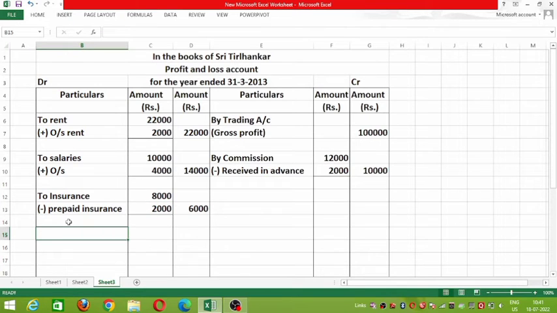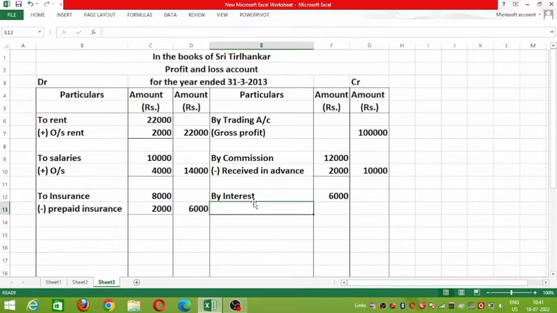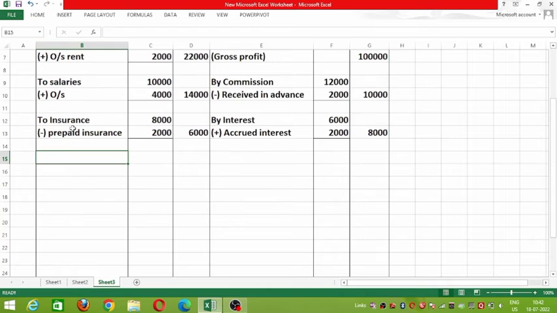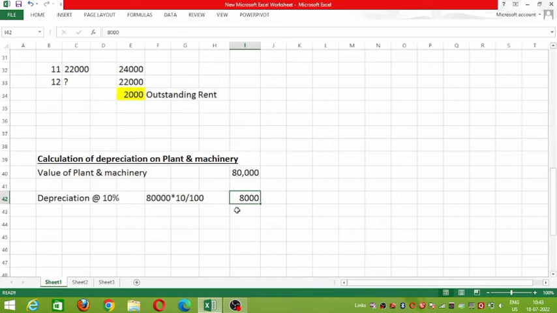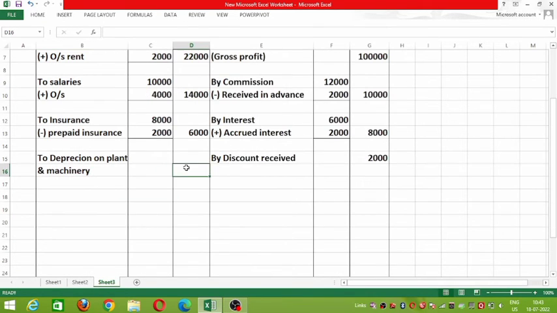Next we have interest credit balance rupees 6,000, and also there is an adjustment. Interest due but not received amounted to rupees 2,000. Outstanding income amount is 2,000. The balance amount is 8,000 in the outer column. Next we have discount received amount is 2,000, and we have one more expense, that is depreciation. So depreciation on plant and machinery. This amount we have already calculated. That amount we can directly write it here. The depreciation amount is 8,000 in the outer column.